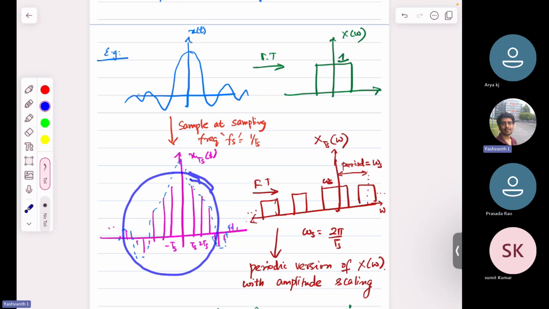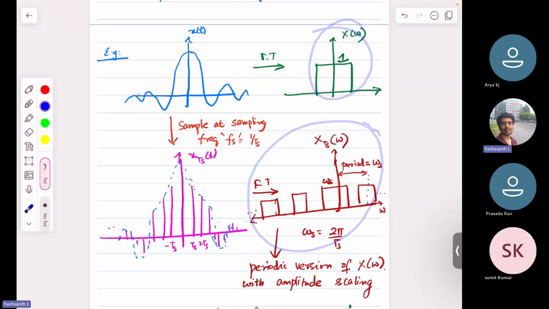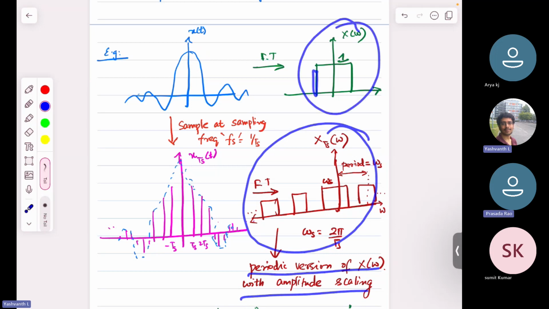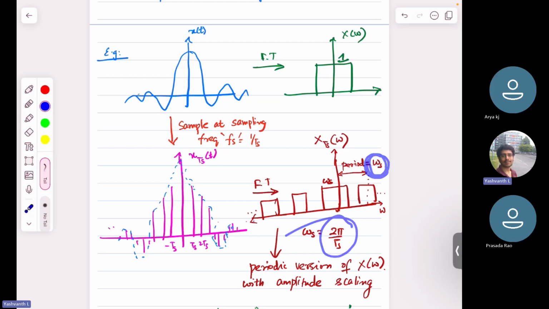If you write down the Fourier transform of the sampled version, it is given by this particular signal written in brown color. So what is the relation between X_Ts of omega and X of omega? The relation is that X_Ts of omega is a periodic version of X of omega. That is, you repeat the frequency spectrum of X of omega multiple times. It is a completely periodic, never-ending signal. Here it is just this much, but X_Ts of omega keeps on repeating. And what is the period of such repetition? Exactly equal to the sampling frequency omega s, which is given by 2 pi by Ts.